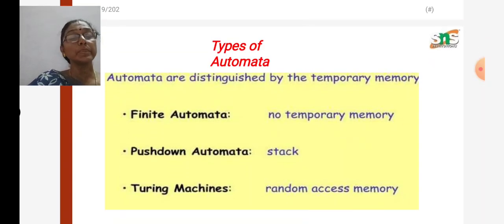Next is the Turing machine. The Turing machine needs more memory compared with the push-down automata, so we use random access memory in Turing machines. So in terms of memory, the finite automata does not require any memory, the push-down automata requires a temporary memory as a stack, and the Turing machine requires random access memory.